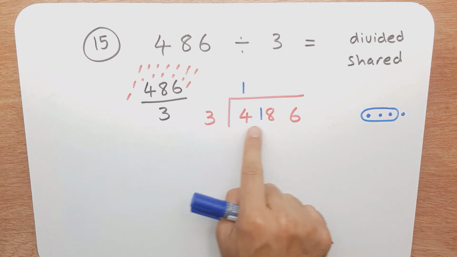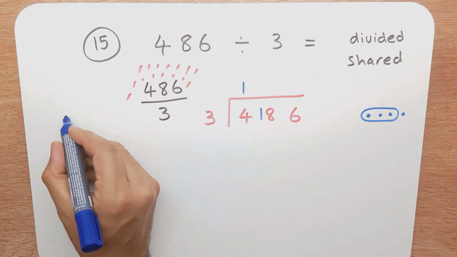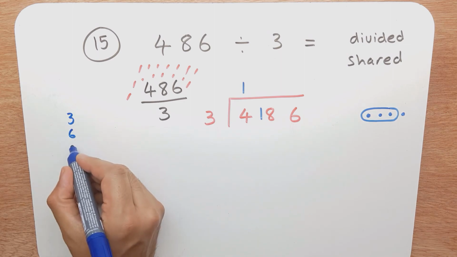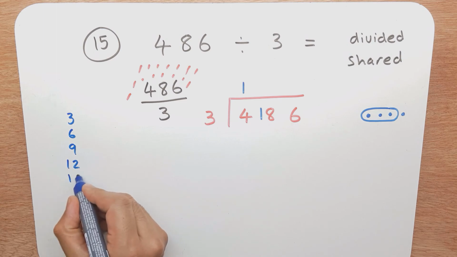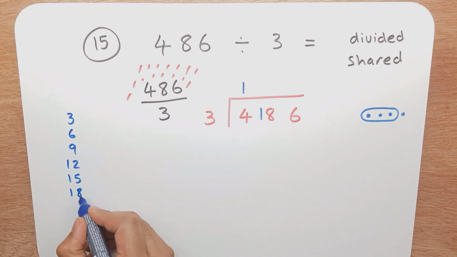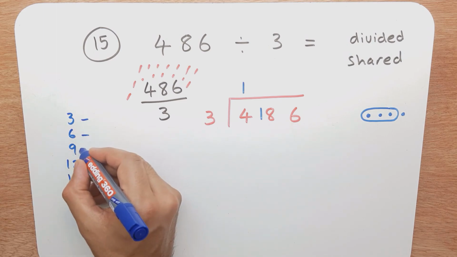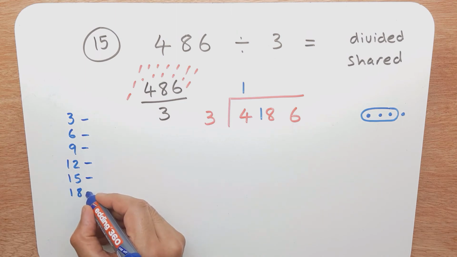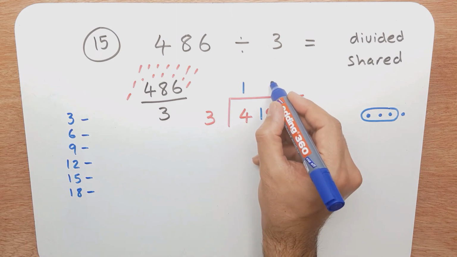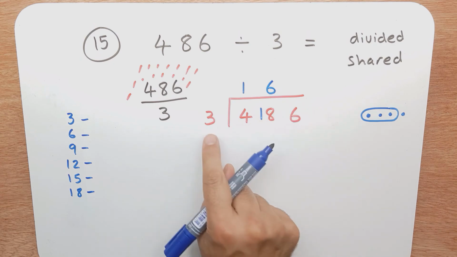How many 3s are there in 18? So let me do this. 3, 6, 9, 12, 15, 18. So it's 1, 2, 3, 4, 5, 6. So the answer is 6. There's no remainder, so we continue.